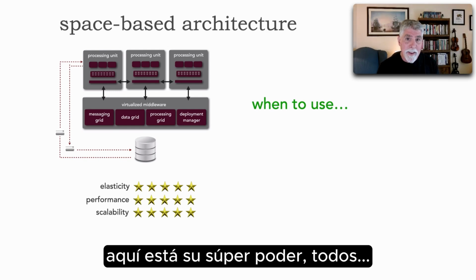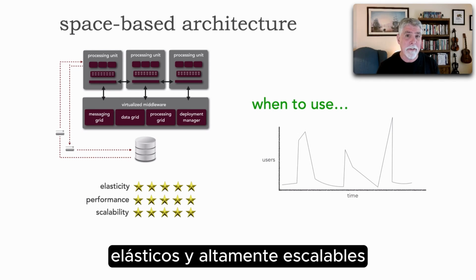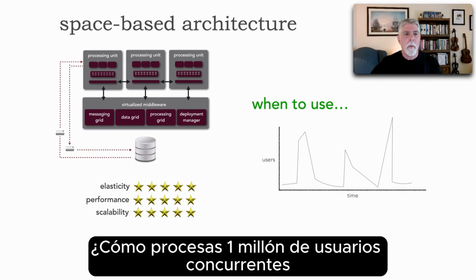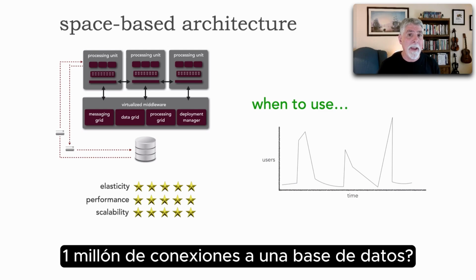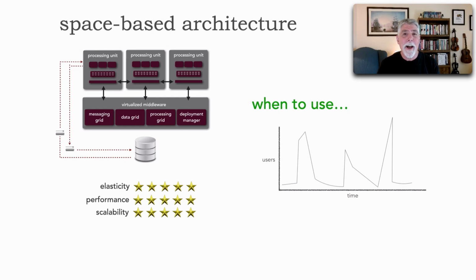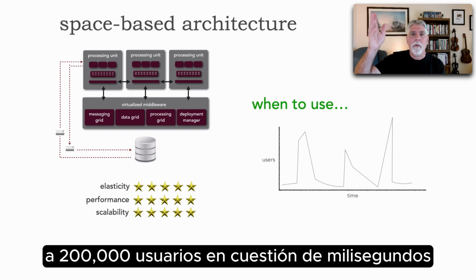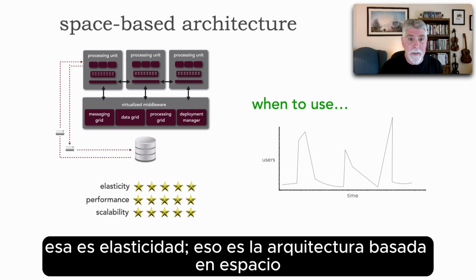Here is its superpower, everybody. This is how to create highly elastic and highly scalable systems. How do you process 1 million concurrent users? Because we don't have 1 million connections to a database. It's space-based architecture utilizing tuple space. How do you go from anywhere from 20 users to 200,000 users within a couple of milliseconds and be able to process all that? That is elasticity.